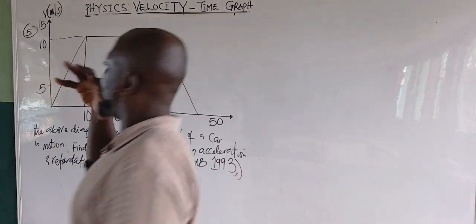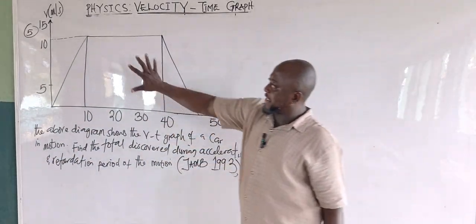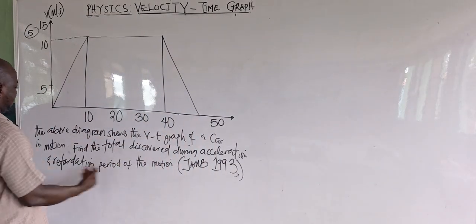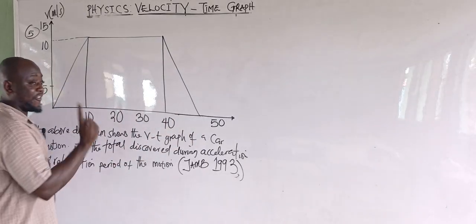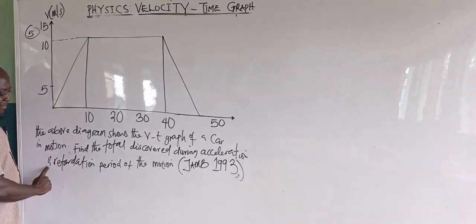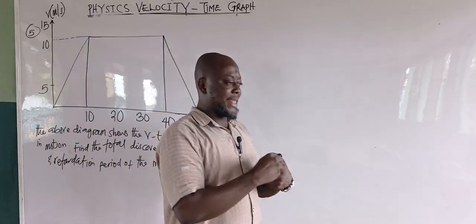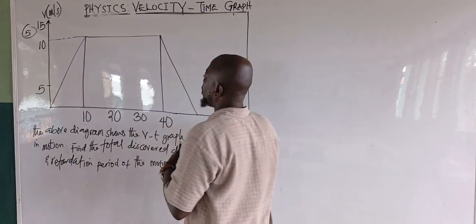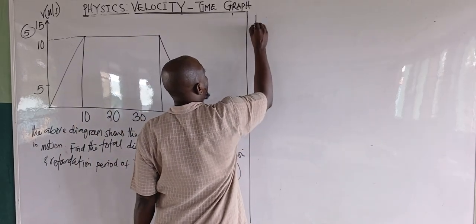So welcome to the 5th question in velocity time graph. This is the question, and we are told that the diagram above shows the VT graph of a car in motion. Find the total distance covered during the first acceleration and retardation period of the motion. We want to calculate them together. First, I'll have this one written here. So first, let's calculate the acceleration of the car.